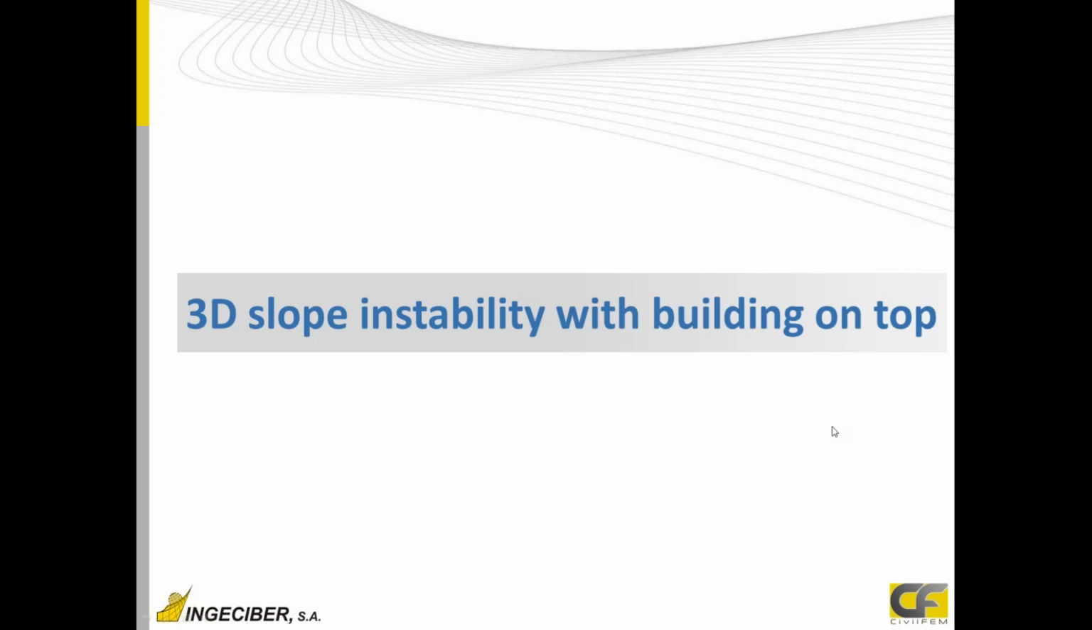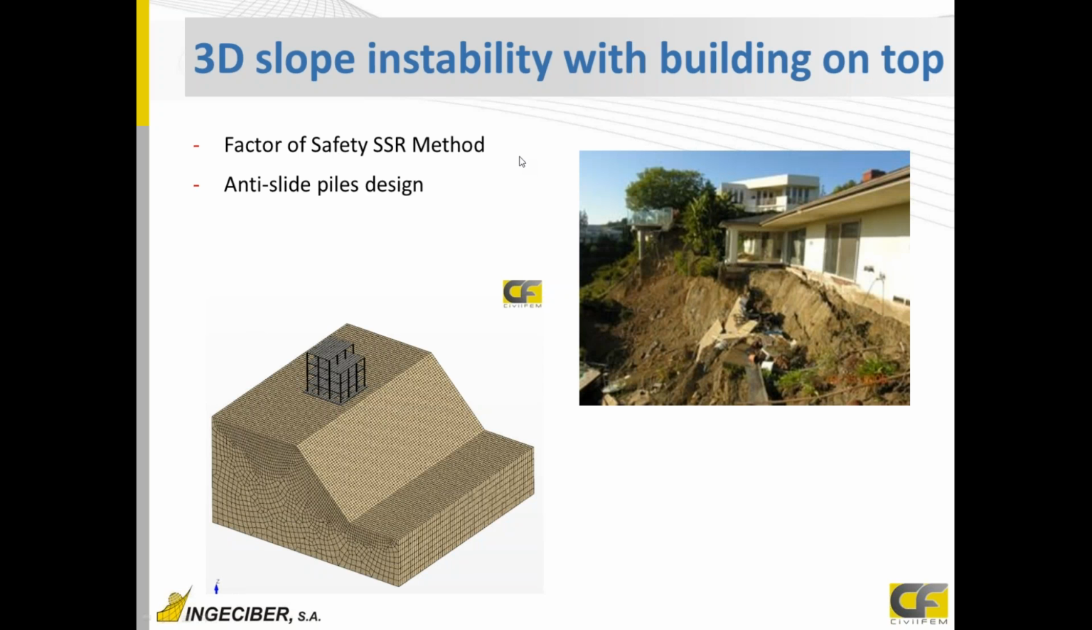Well, the next model to analyze is a 3D slope, where we calculate the safety factor with a similar method as we did before with the strength reduction method, and we also measure the displacement close to the building. As those displacements are not allowable, we design anti-slide piles, here a line of anti-slide piles, to reduce the displacement of this building.